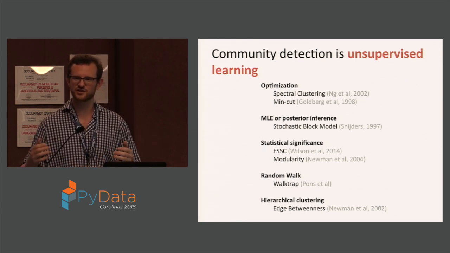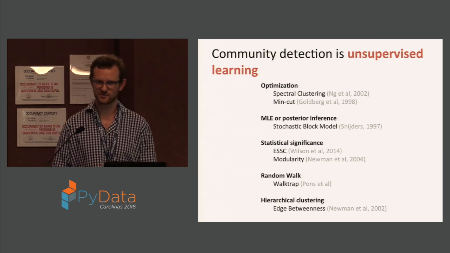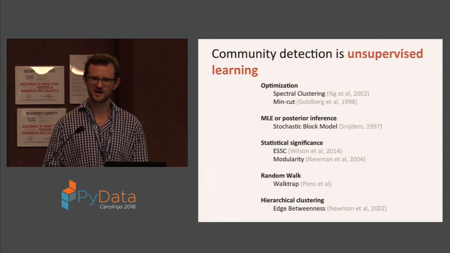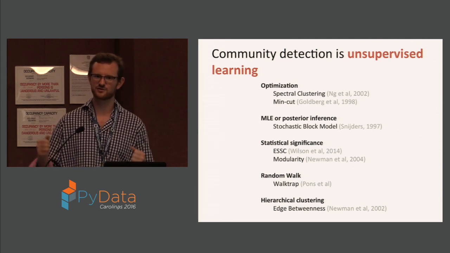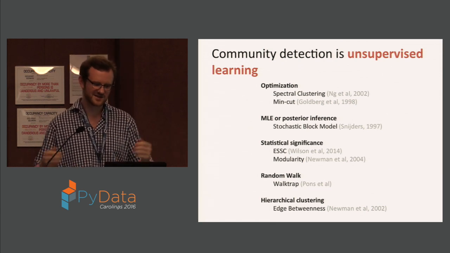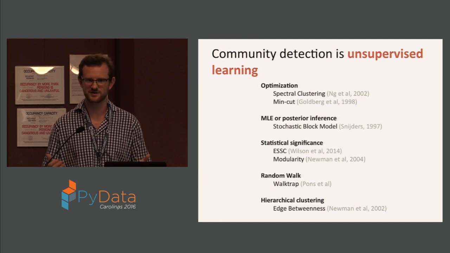Community detection is unsupervised learning. So unsupervised learning is great. You can do wonderful things with it. You can find unexpected things in your data. But when you apply a clustering algorithm, you get clusters. Do clusters mean anything? Maybe. Maybe not. There's a million different community detection algorithms, all with different motivations.